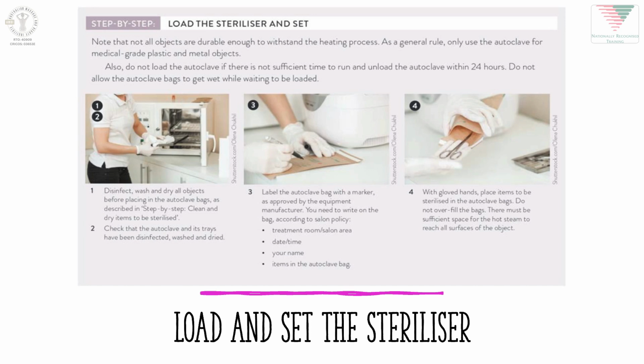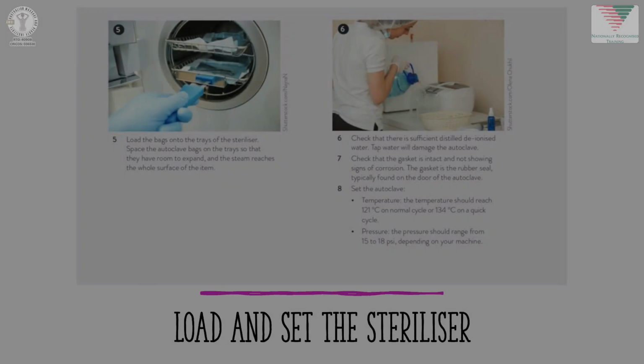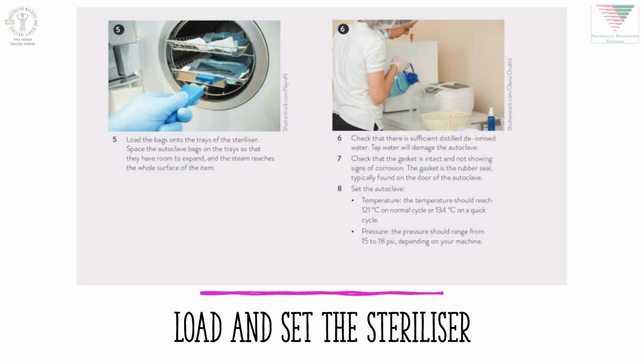4. With gloved hands, place items to be sterilized in the autoclave bags. Do not overfill the bags. There must be sufficient space for the hot steam to reach all surfaces of the object. 1. Load the bags onto the trays of the sterilizer. Space the autoclave bags on the trays so that they have room to expand, and the steam reaches the whole surface of the item.